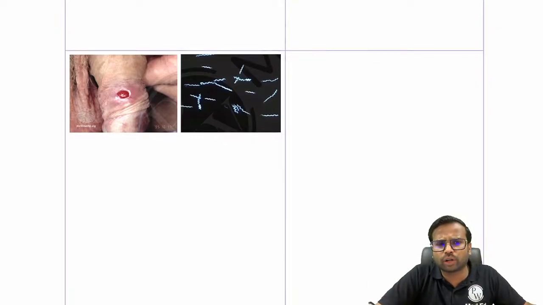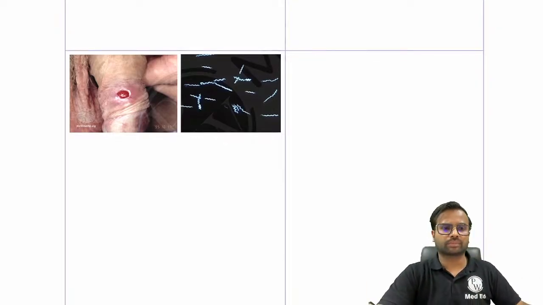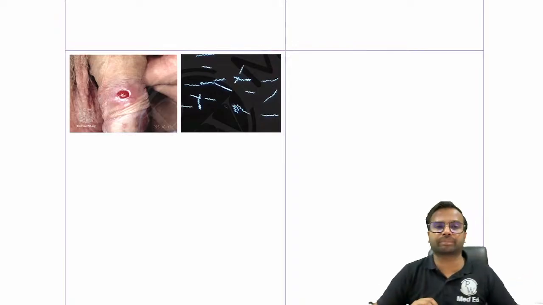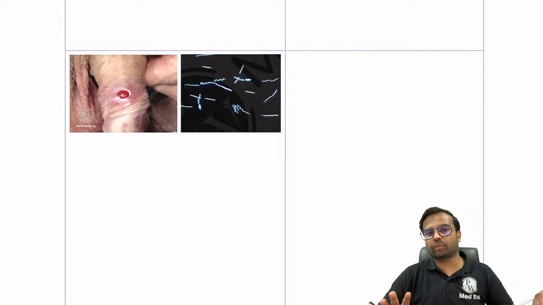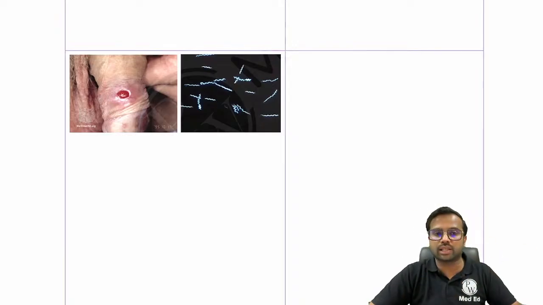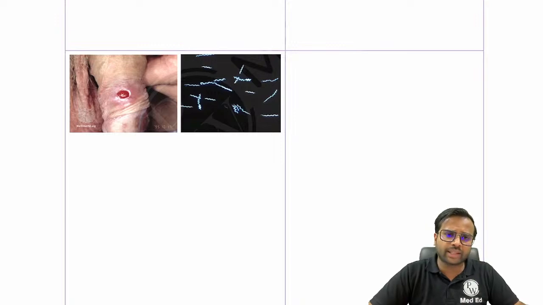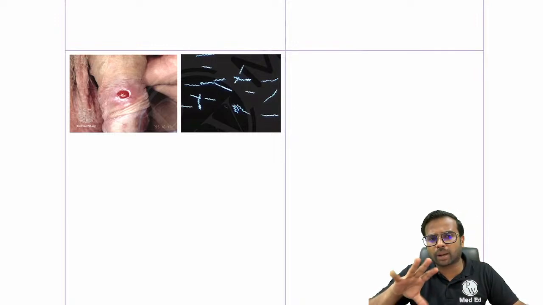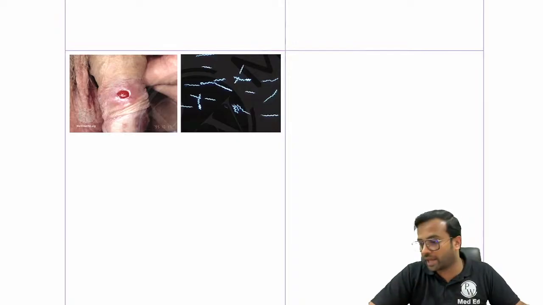Now jumping to some of the genital ulcers. Now what is this ulcer? Two images are given to you. One is a very clean looking ulcer, and the next one is an investigation where you can appreciate the motility of the organism.